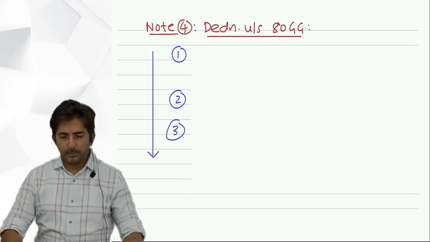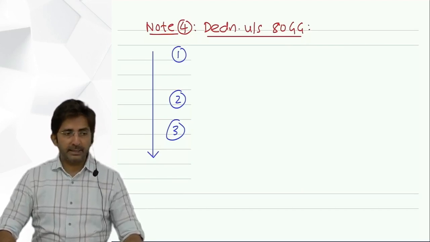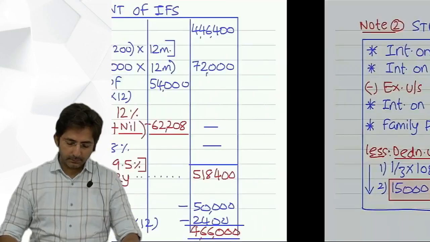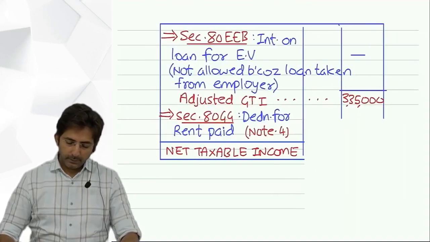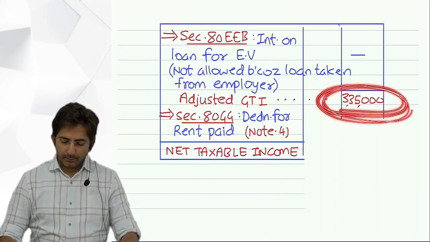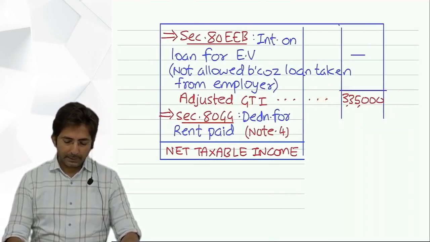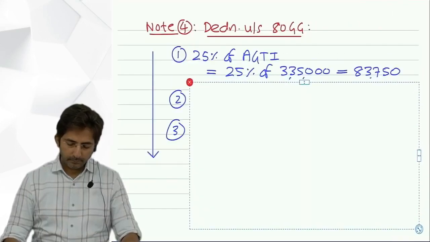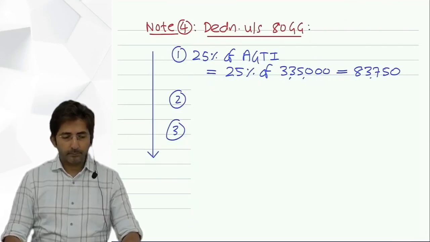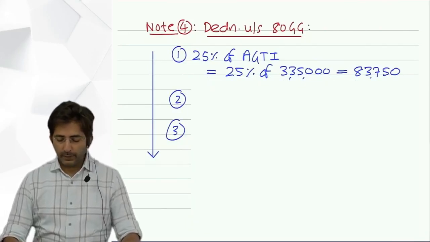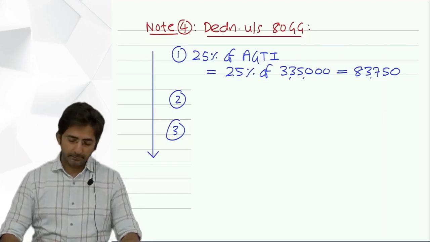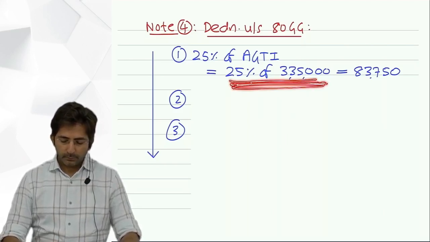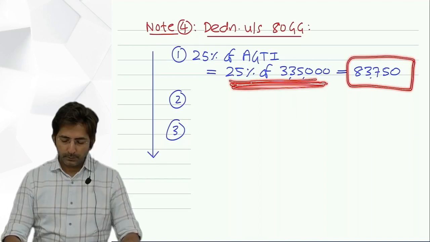So tell me, what is the first amount? 25% of AGTI. And we have AGTI ready with us. AGTI is 3 lakhs 35,000. So calculate 25% of that. 25% of AGTI, adjusted gross total income. So that 25% comes to 83,750.